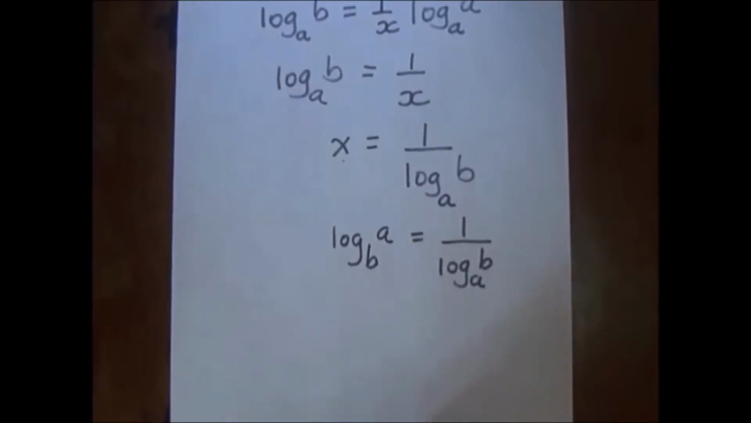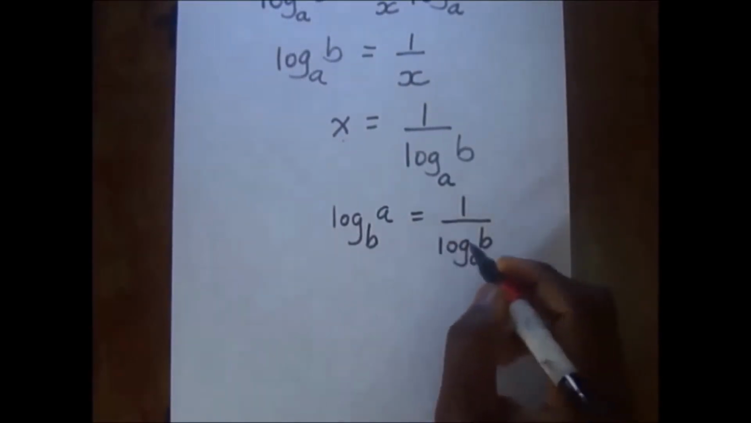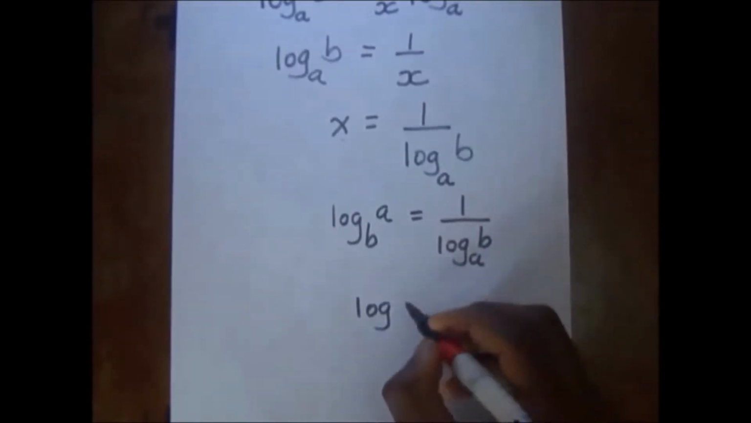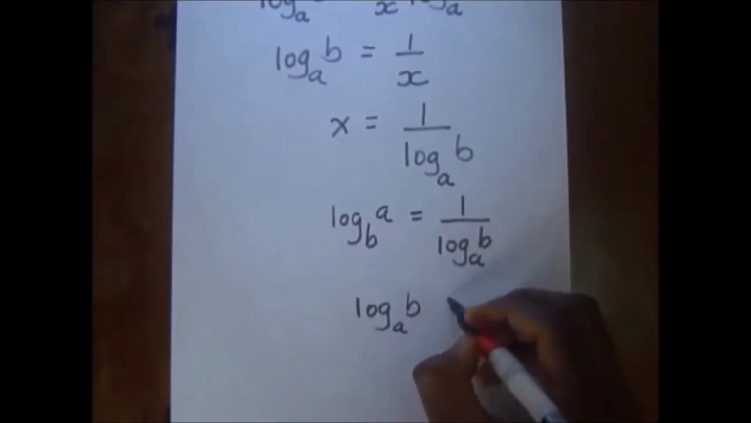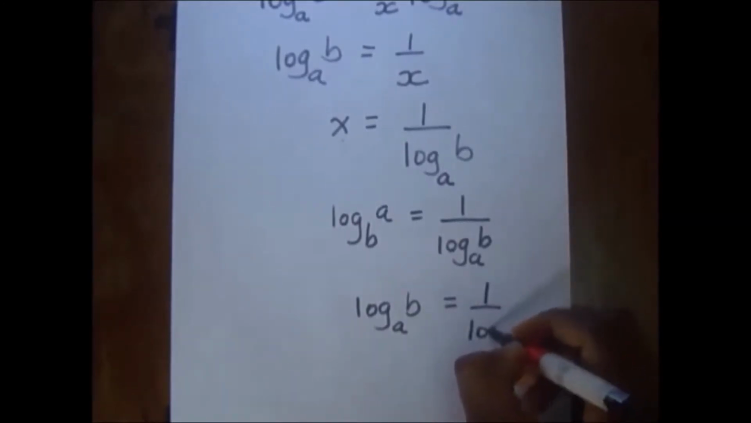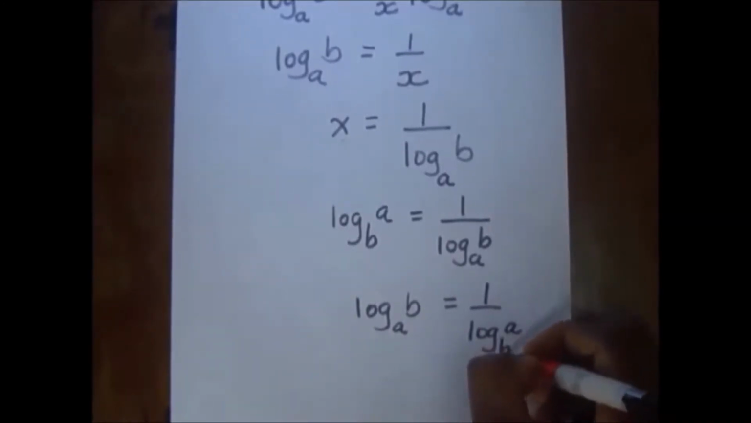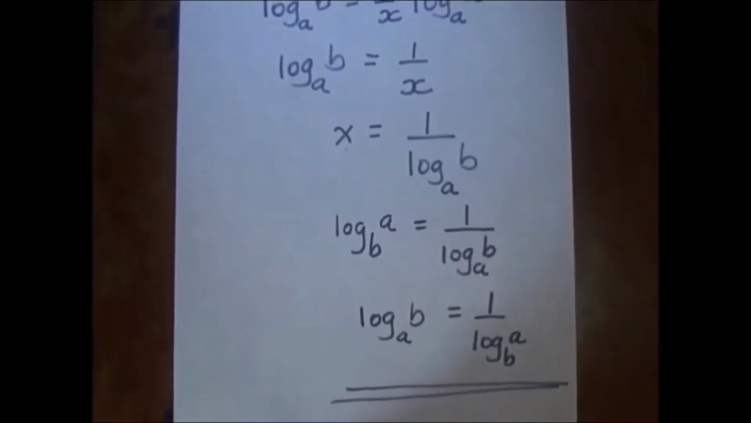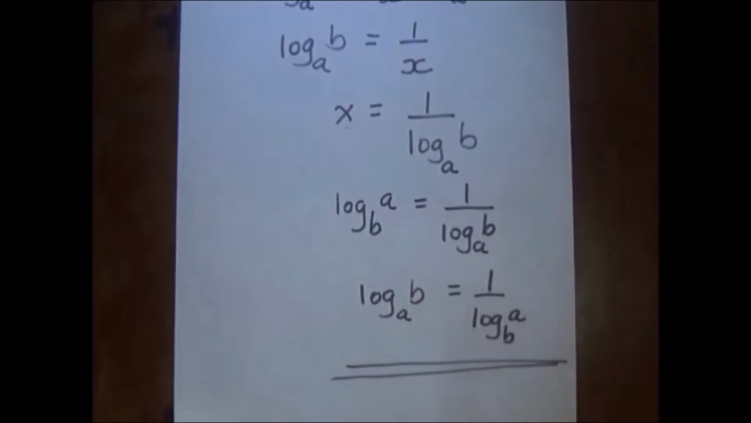So here, actually, if we interchange, it's going to become log of b base a is going to be equal to 1 over log of a base b. And so we have deduced, and as a result we have answered the question. Let's do the next example.